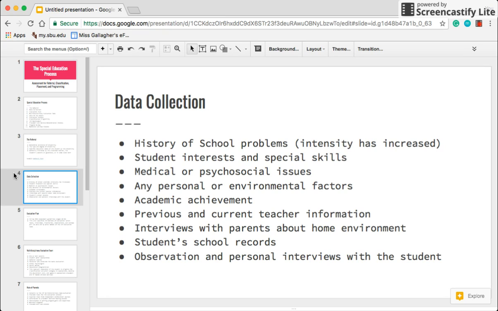You want to talk to their previous and current teacher and find out some information about the student. If you can, interview the parents about what goes on at home, their home environment. Take a look at the student's school records, and then this is when you're going to observe the student and have personal interviews with the student as well.